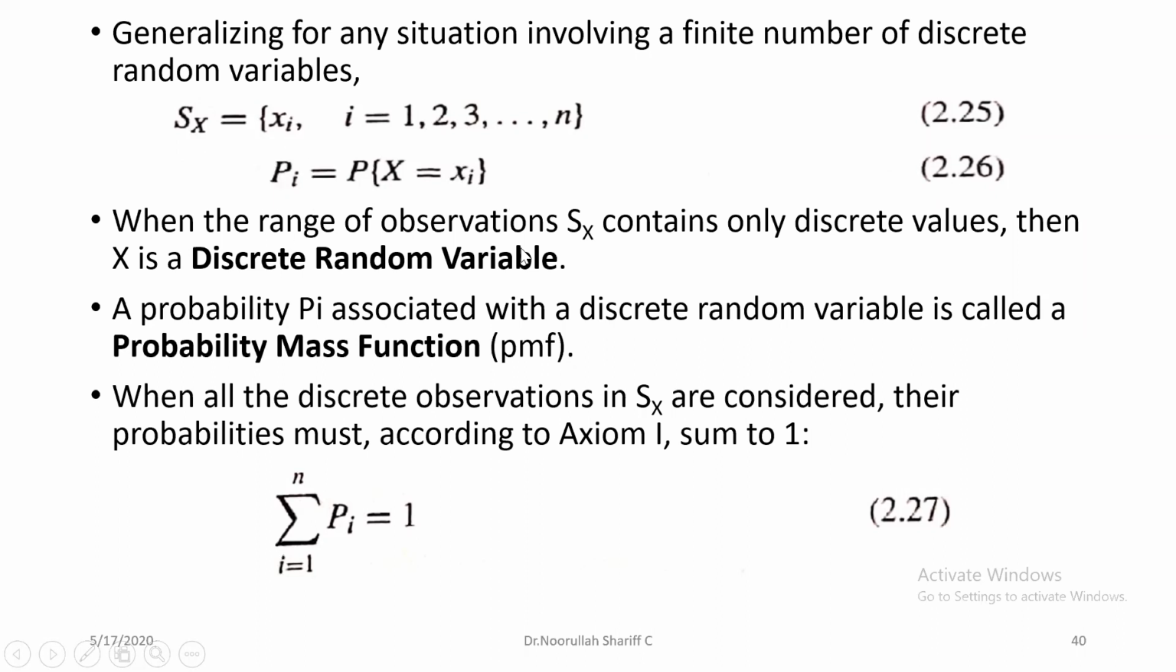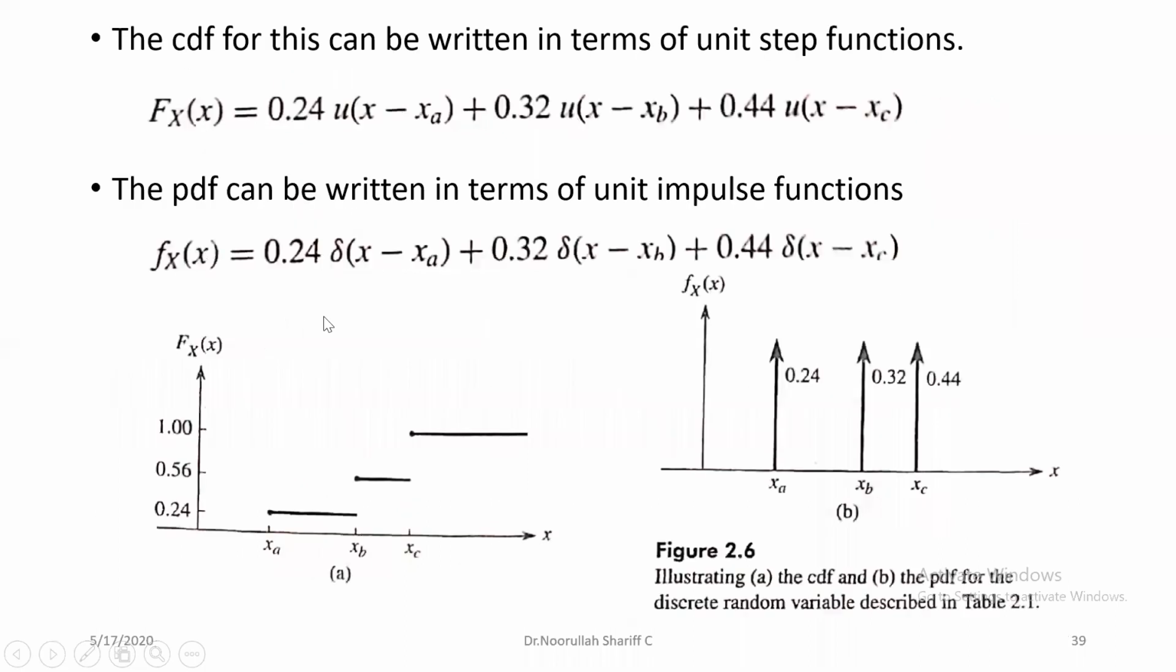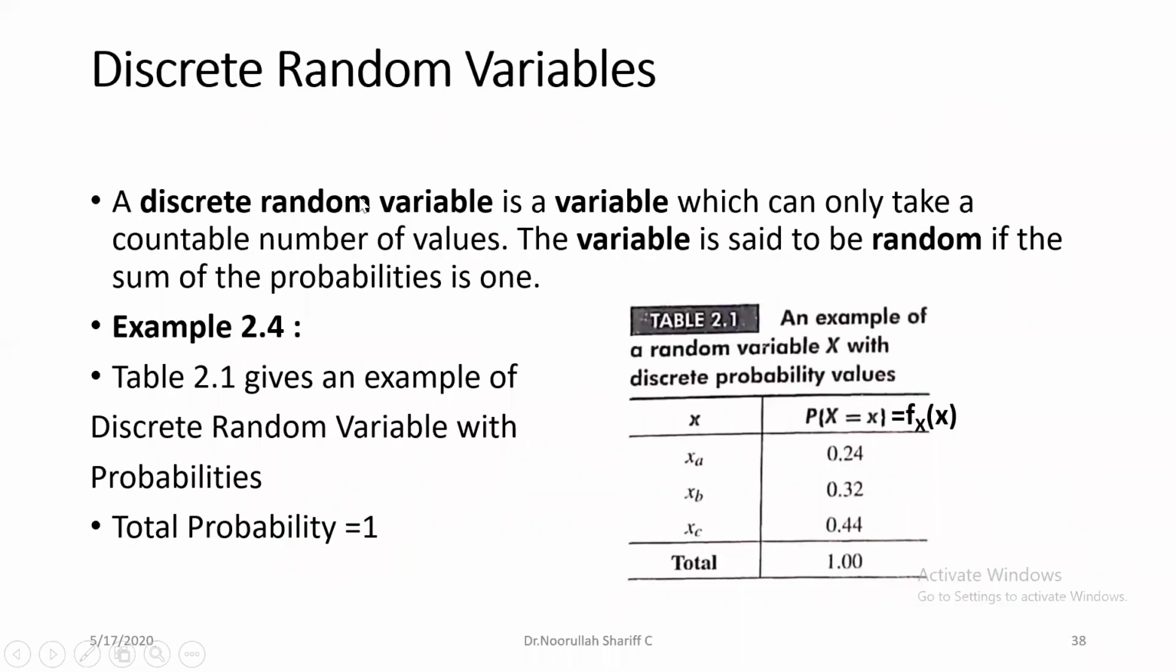So when the range of observations Sx contains only discrete values, then x is the discrete random variable. Whenever the range of observations Sx contains only discrete values, might be i equal to 1, 2, 3, 4 till n, then capital X is known as the discrete random variable. This is another way of defining the discrete random variable. One way we have already defined over here.